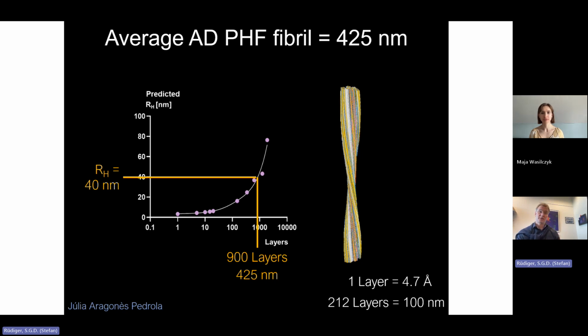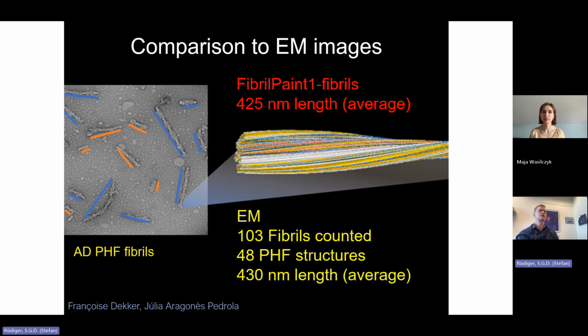This is quite useful information because it gives you an ensemble value of your sample. Now we correlated that with electron micrographs we had from the same fibrils. Françoise Decker in the lab counted the length of the paired helical filaments in our TEM pictures. In the paired helical filament structures you can recognize the repetitive twist of the fibril, and that allows you to identify fibrils that lie nicely on the grid.